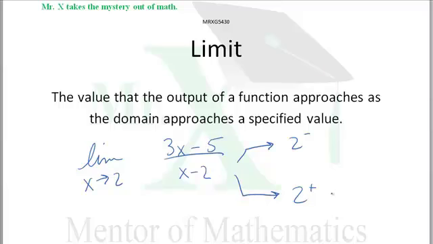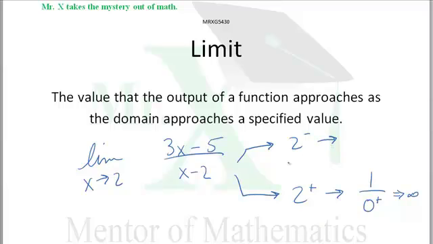6 minus 5 is 1 over something that's very, very small. That's going to go toward infinity. If this is beyond you right now, don't worry about it. We're just talking about a limit.